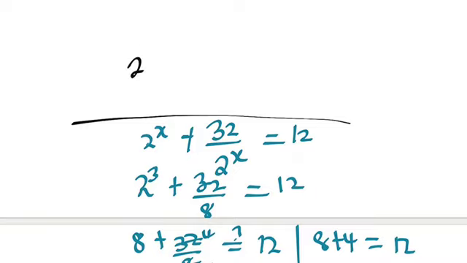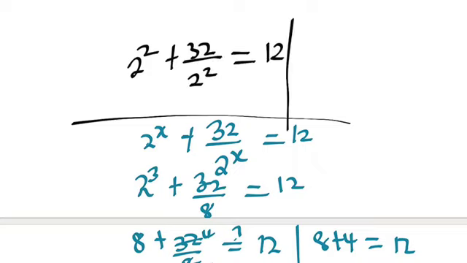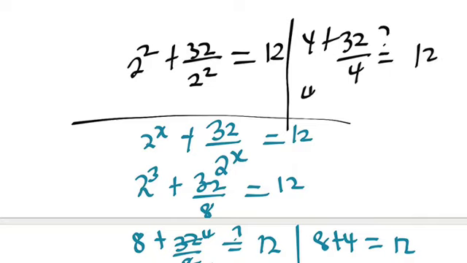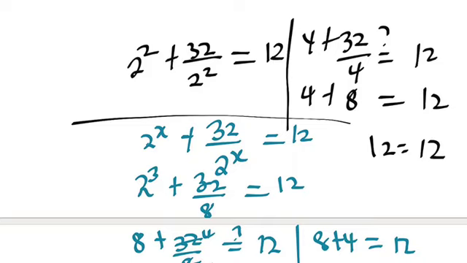We have 2 to the power of 2 plus 32 divided by 2 to the power of 2. Is this going to give us 12? So we're going to have 4 plus 32 divided by 4 equals what? 12. So we have 4 plus 32 divided by 4, that gives us 8. You can see now that 4 plus 8 is 12. So we have 12 equals 12. So the two solutions are valid.